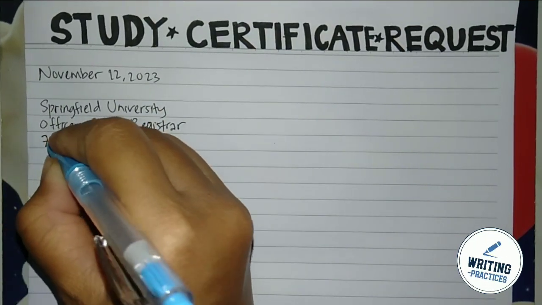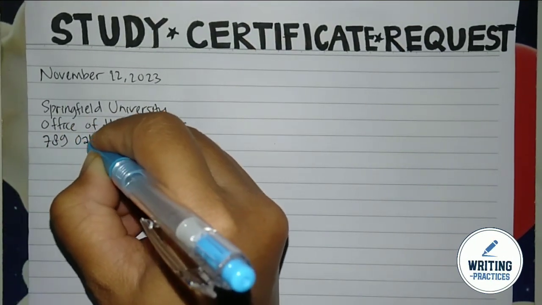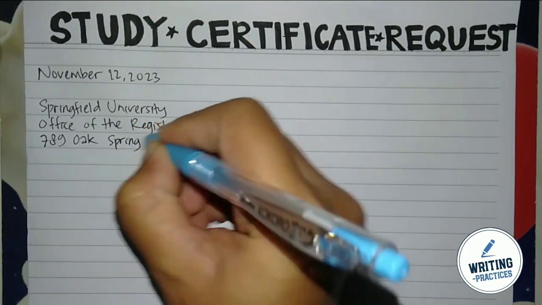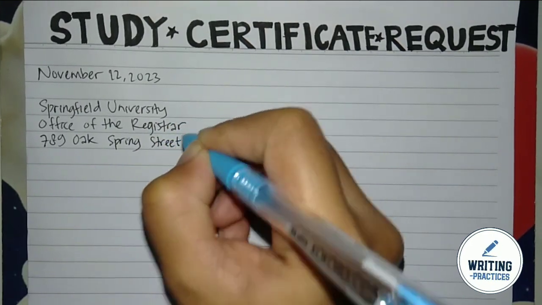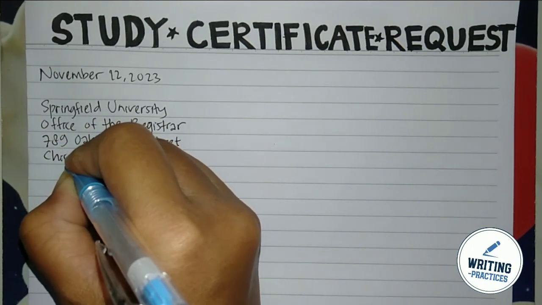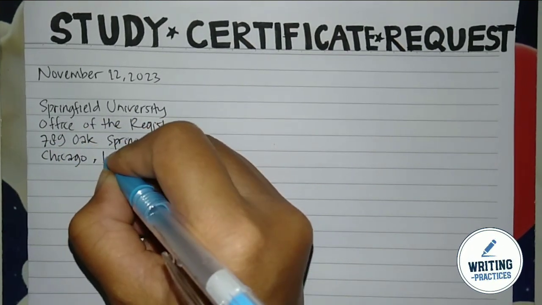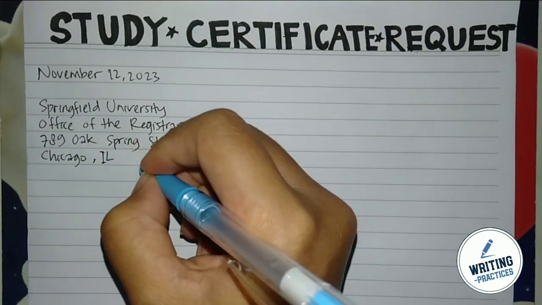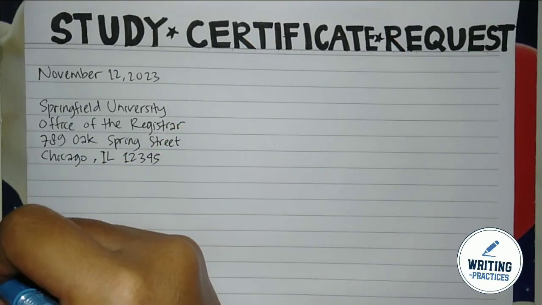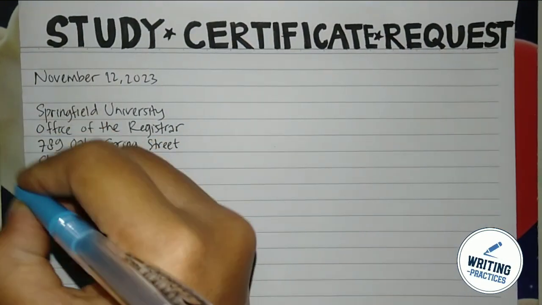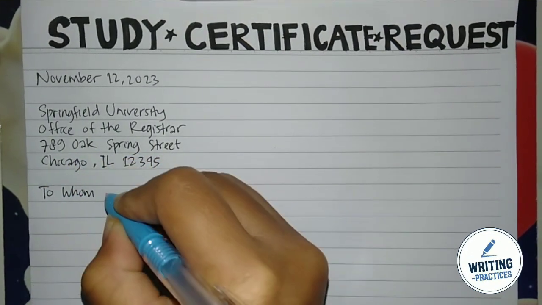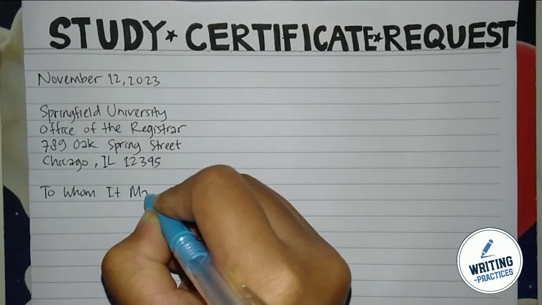Check this out. First of all, you need to write the date of the letter. Use the format of month, date, and year. After that, write the information about the recipient. You should write the full name. But if you have no idea, you can simply write the name of the office, as well as the university. For example, this letter is addressed to Springfield University, for the office of the registrar. And then, write the address of the office or university or school or institution. You need to include the number, street name, city, state, and zip code.